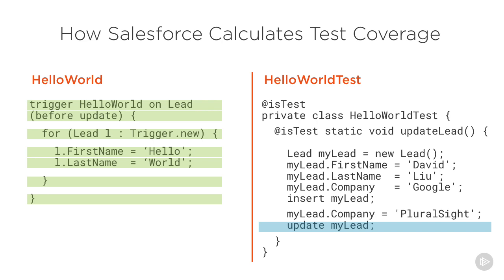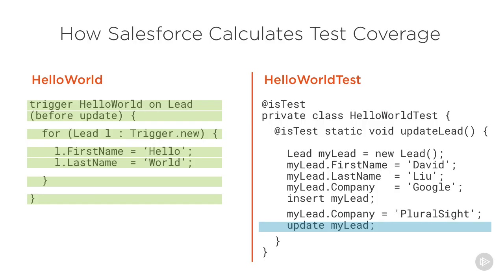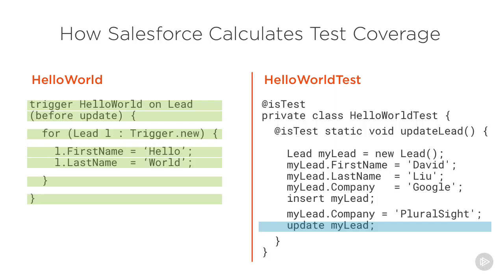The update call to the myLead variable saves it to our database. That line of code is equivalent to a user going into Salesforce, changing fields, then finally hitting the save button on the page. As a result of that save, all lead triggers that are run on update are executed. This, of course, includes our Hello World trigger. Notice that the insert here did not get us any coverage in Hello World. That's because Hello World only runs when records are updated, not inserted.